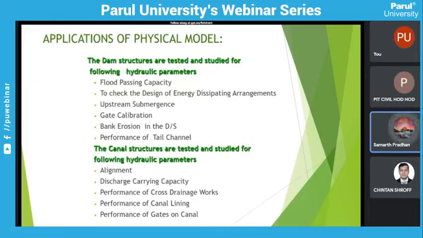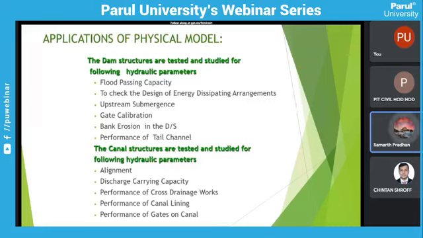Now we will see the application part. So what are the applications? We are doing this for hydraulic structures. First we will see how dam structures are tested and studied. Dam structures are tested for flood passing capacity. Whatever structure you are going to design, what is the capacity? Whatever you have designed, is it okay or not? The flood passing capacity is tested over the model first.